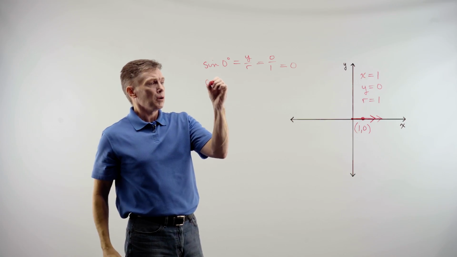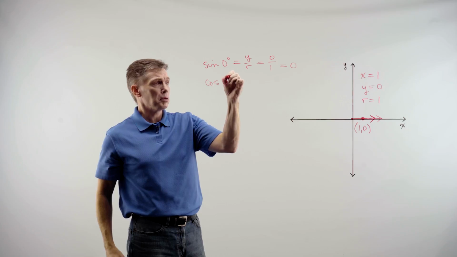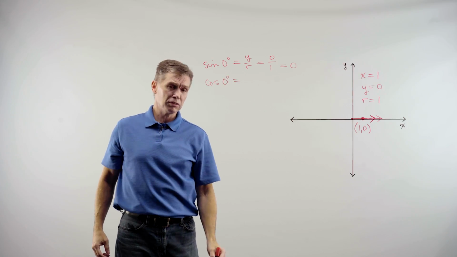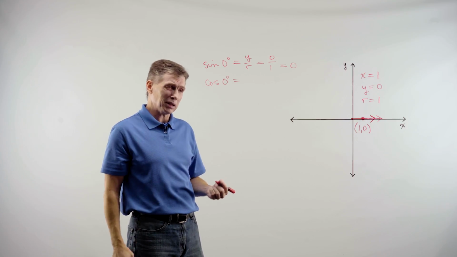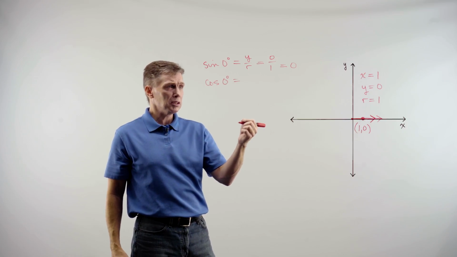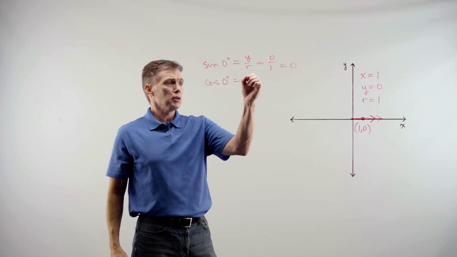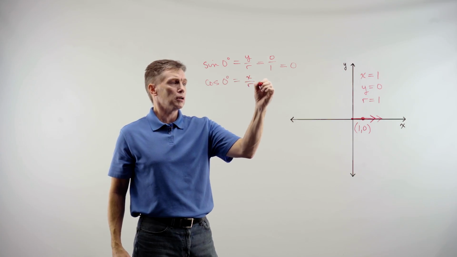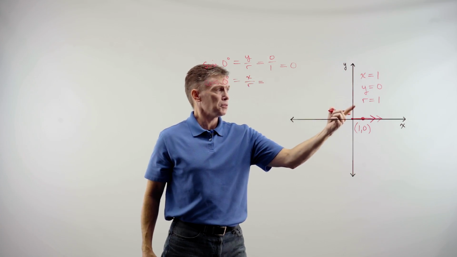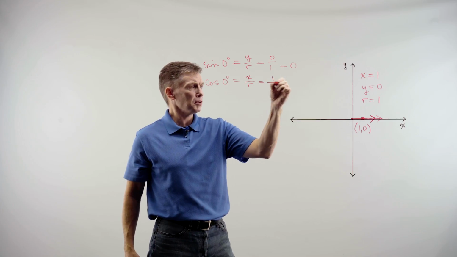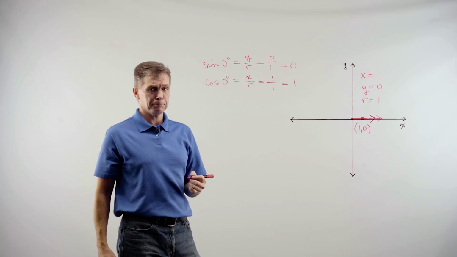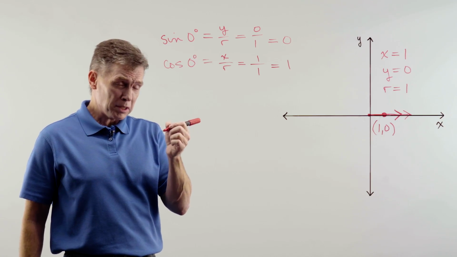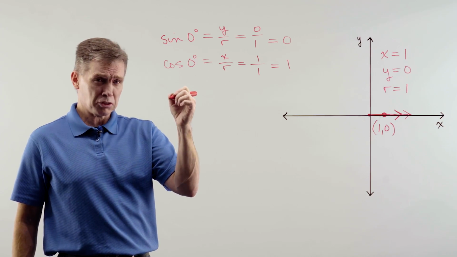Also, part of what you're doing with this type of problem when they say to find the 6 trig functions is you have to know what the 6 trig functions are. So cosine might be next. Cosine of 0 degrees, cosine of anything, is going to be x over r. Then I grab the pieces of the puzzle that I laid out for myself. x is 1, r is 1, simplify, and I get 1. As I just mentioned, you're going to have to know these different 6 trig functions.